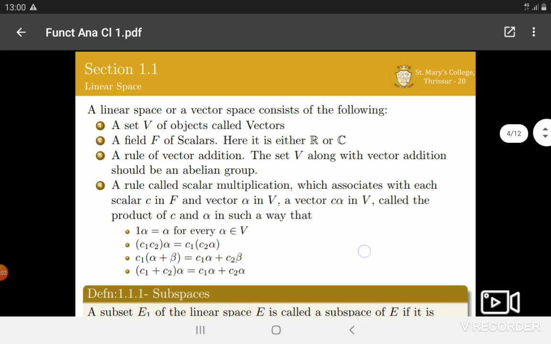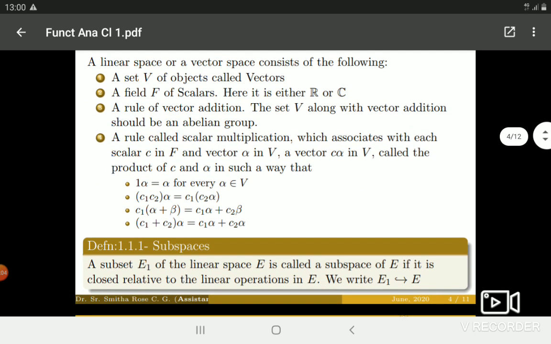Now we are going to define subspaces. A subset E1 of the linear space E is called a subspace of E if it is closed relative to the linear operations in E. So there are two linear operations in E, that is vector addition and scalar multiplication. So if the subset E1 is closed with respect to those two operations, we will say that E1 is a subspace of E. Here we are denoting this with a symbol in this textbook.